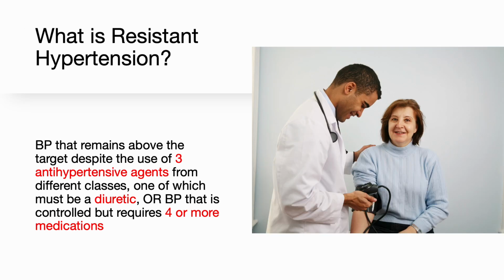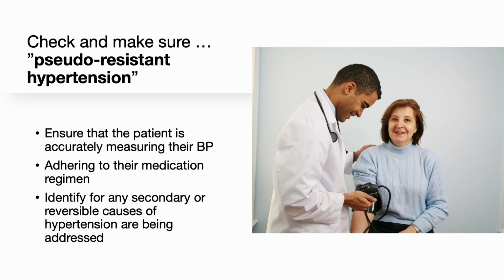Resistant hypertension is defined as blood pressure that remains above the target goal despite the use of 3 antihypertensive agents from different classes, one of which must be a diuretic. Or the second definition is that blood pressure is controlled but the patient is on 4 or more medications. But of course, before diagnosing someone with resistant hypertension, it is important to ensure that the patient is accurately measuring their blood pressure, adhering to their medication regimen, and that any secondary or reversible causes of hypertension are being addressed.